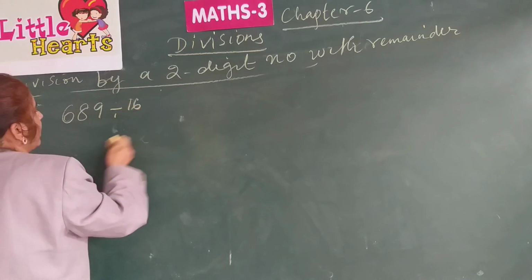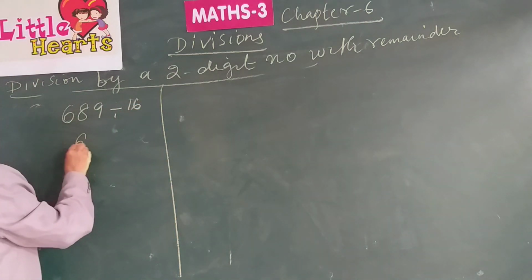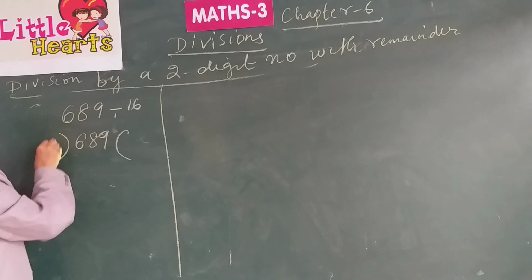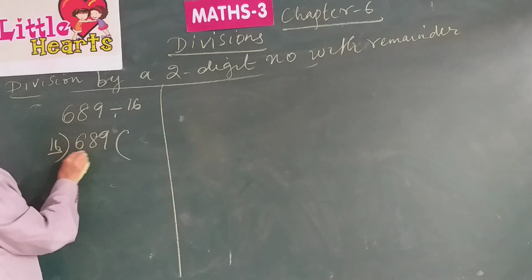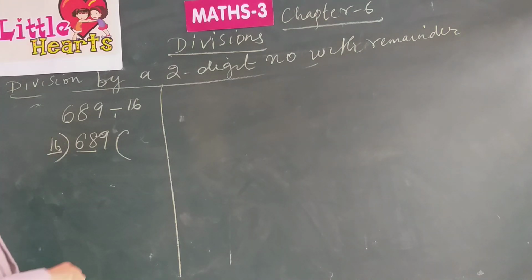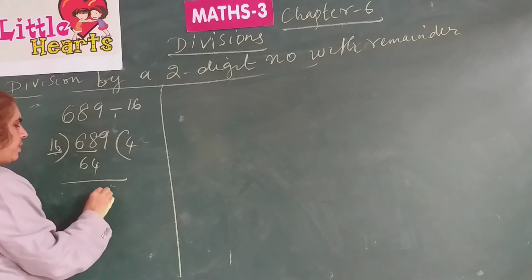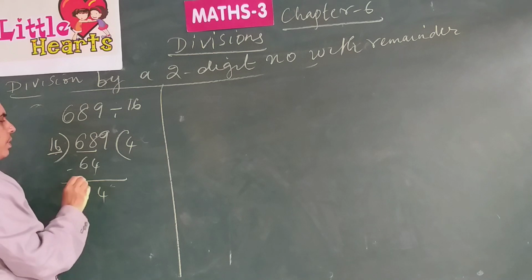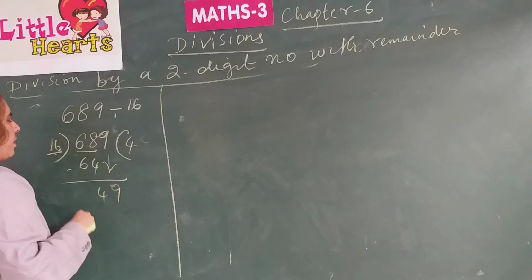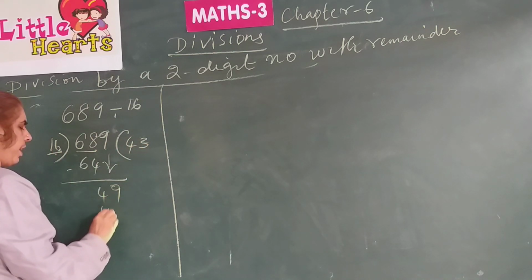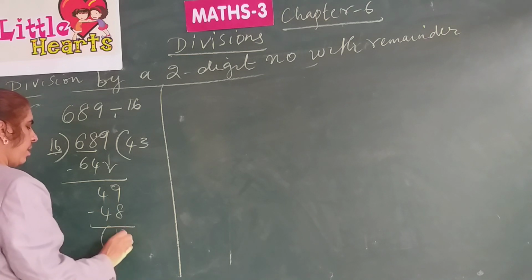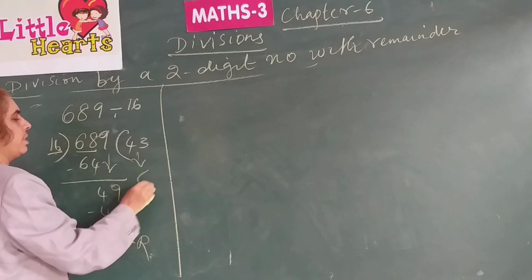689 divided by 16. Take 2 digits, 68. Read the 16 table, 16 fours are 64. 68 minus 64 is 4. Bring down 9. 16 threes are 48. This is the remainder, this is the quotient.